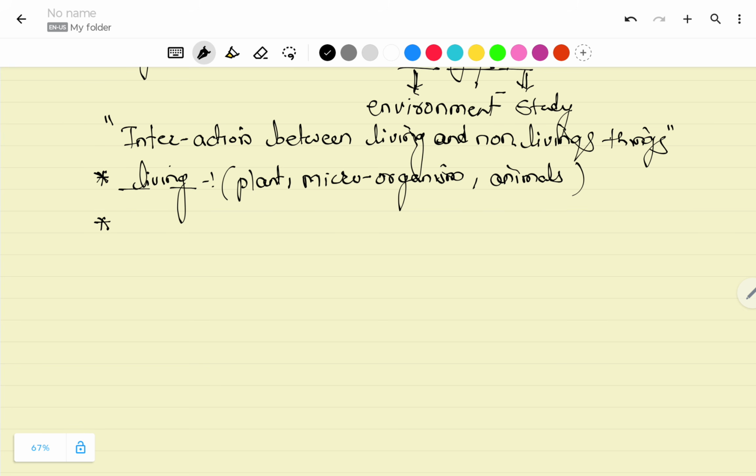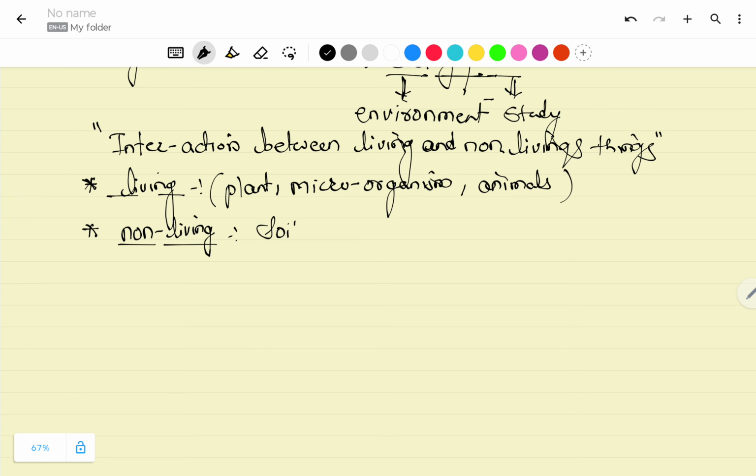But what is the meaning of non-living factor? Non-living things present in the environment are soil, light, water. So these are the basic units present in the ecosystem.